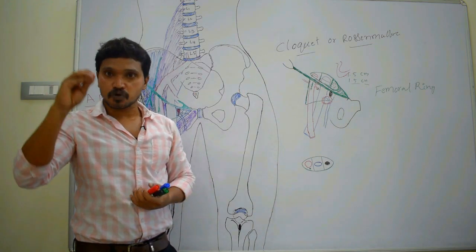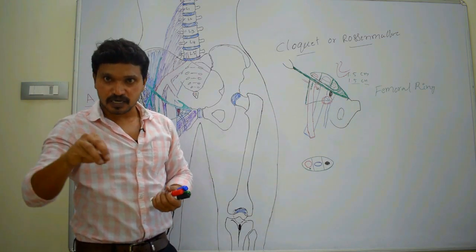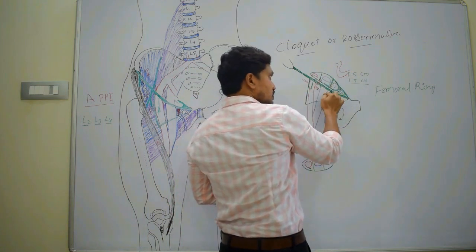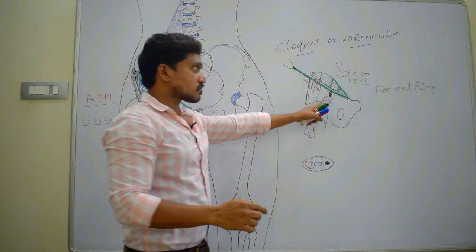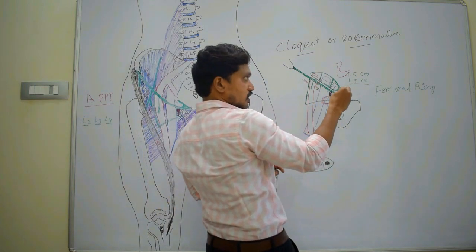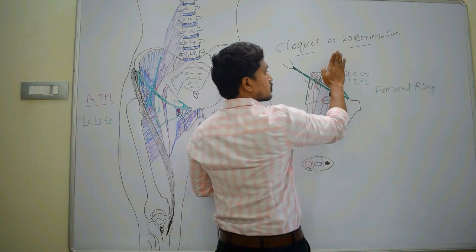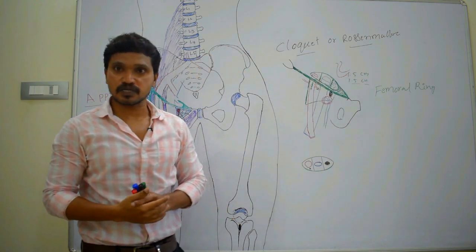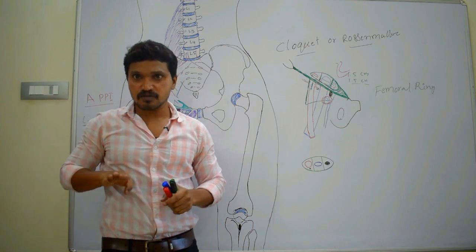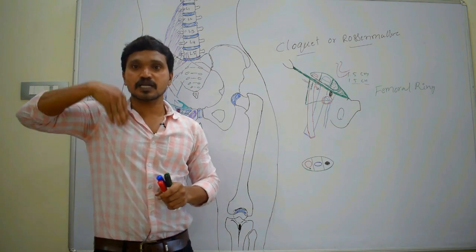So abnormal protrusion of abdominal contents through the femoral ring. Contents will descend down first. After that they reach the saphenous opening. Then from the saphenous opening they come forwards. After that they ascend up through the superficial epigastric vessels. The course of the hernia will be directed downwards, then forwards, then upwards. That means it's like a U shape.